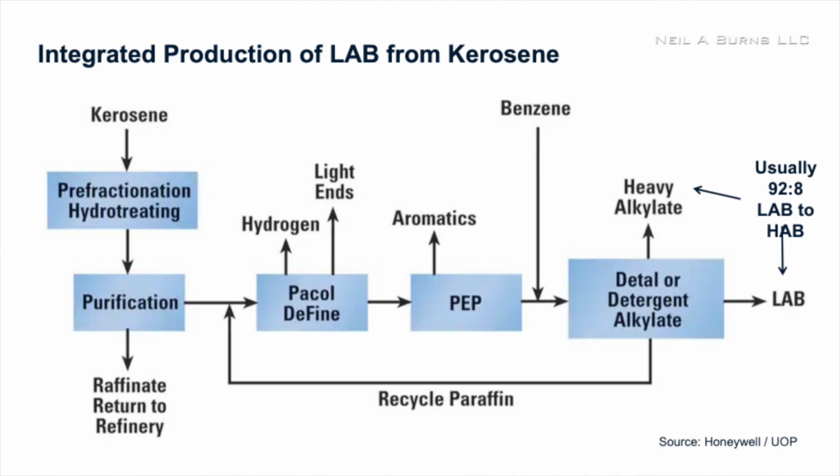Most LAB plants today are fully integrated and attached either as part of or right next door to a petroleum refinery. And we'll see in this chart from Honeywell UOP what a typical flow chart looks like. Kerosene coming in, benzene coming in. You'll see the two major products there are LAB and so-called HAB, or heavy alkylate. You're going to get around 92% of LAB, linear alkyl benzene, which is what you built the plant for, and around 7 or 8% of that co-product, byproduct, heavy alkylate.